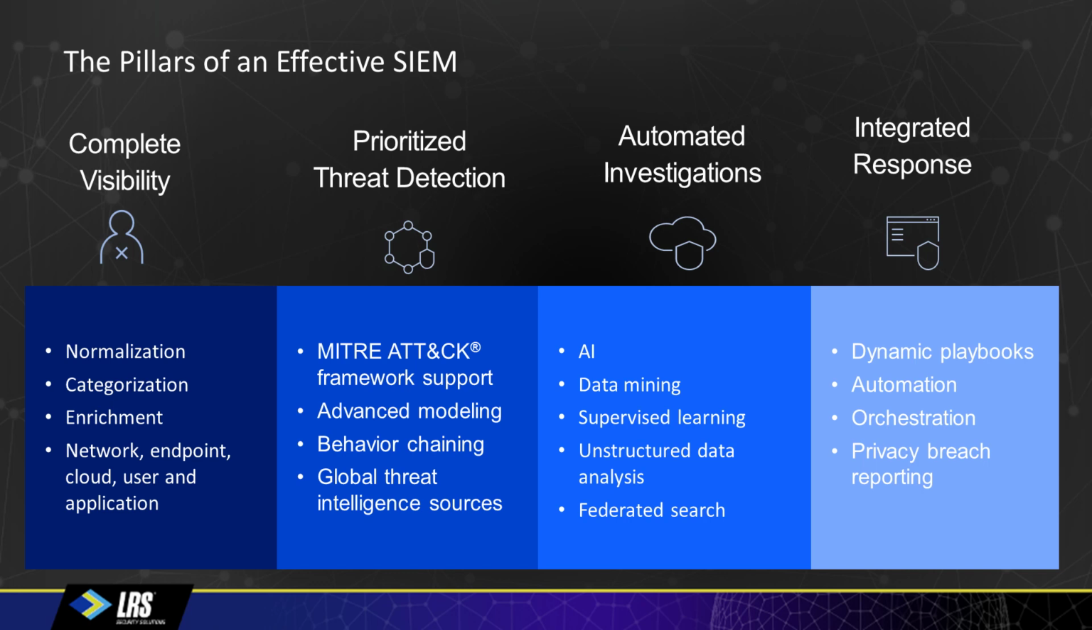And when we think of how a proper SIM should function, and how IBM thinks a proper SIM should function, there are 4 pillars that really come to mind: being able to provide complete visibility, being able to prioritize threat detection, automating investigations, and then integrating responses to found incidents. And then IBM's QRadar really gives customers complete visibility into their environments by collecting data from network servers, endpoints, cloud environments, applications, and even other security tools and data lakes.